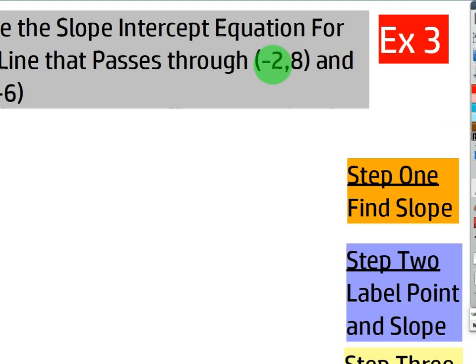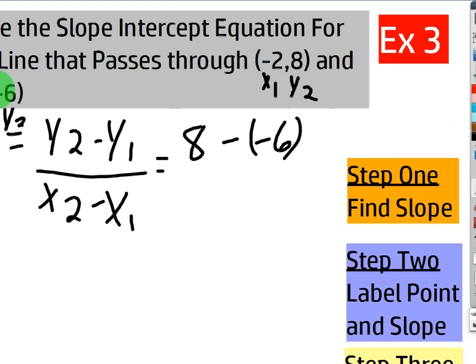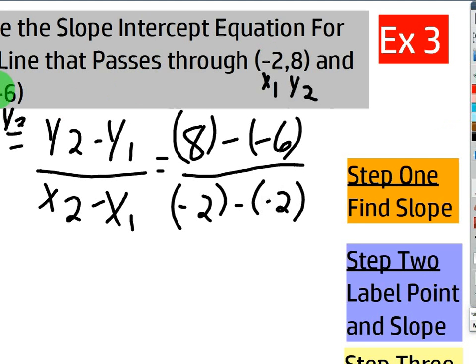Okay, let's go ahead and just for the sake of the problem, find the slope. But once we do it, you're going to see a shortcut. And the shortcut exists whenever the x values in your points are the same. In other words, your x1 and your x2 are the same. All right, so we're going to get 8 minus negative 6 on top, right? y2 minus y1. And negative 2 minus negative 2 on the bottom. And like he said, that'll cancel.